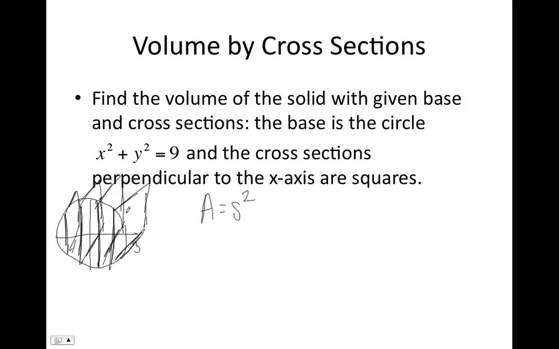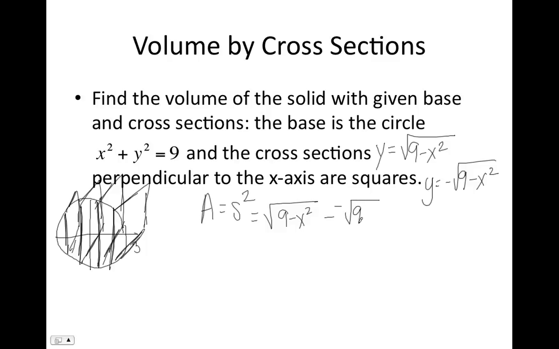And let's see, the difficulty here is that this circle, x squared plus y squared equals 9, is not actually a function. It's composed of two functions, the square root of 9 minus x squared and the negative square root of 9 minus x squared. So the side length of one of these squares is going to be top minus bottom, which is going to be the square root of 9 minus x squared minus the negative square root of 9 minus x squared. In other words, 2 square root of 9 minus x squared.